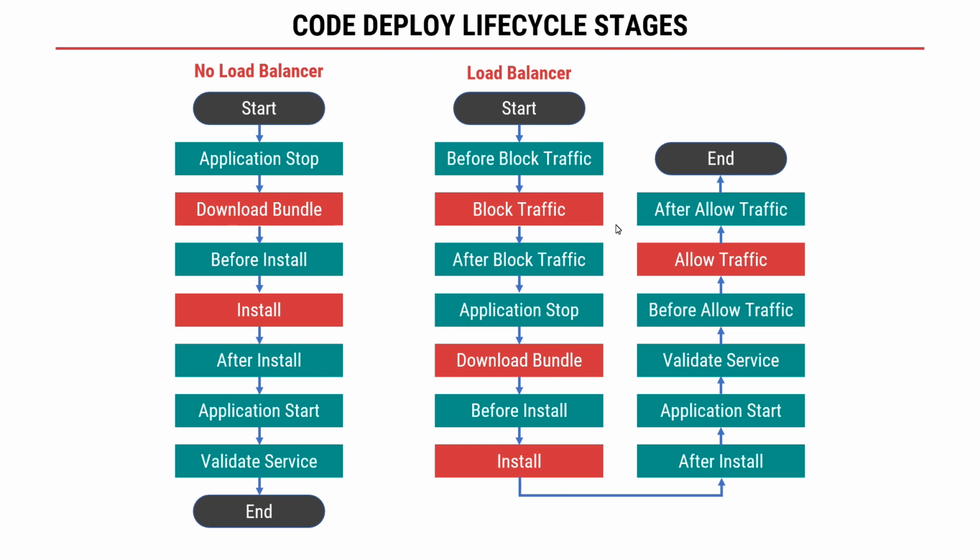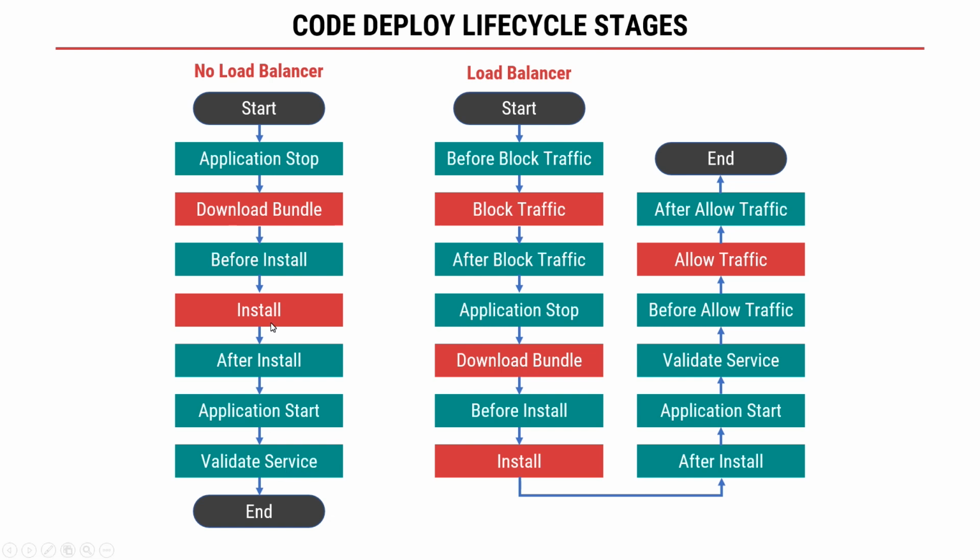So the stages in red are reserved for CodeDeploy, and we cannot execute our custom scripts during those stages. And for the stages in green, we can execute our custom scripts. Here the install stage is actually copying our application code to the instances. So if you want to do something before installing, we can do it at before install stage. Or if you want to do something after copying our application code, we can do it during after install stage. And we can put all our application startup and shutdown scripts in application stop and application start stages. And any validations of the application can be done during the validate service stage.